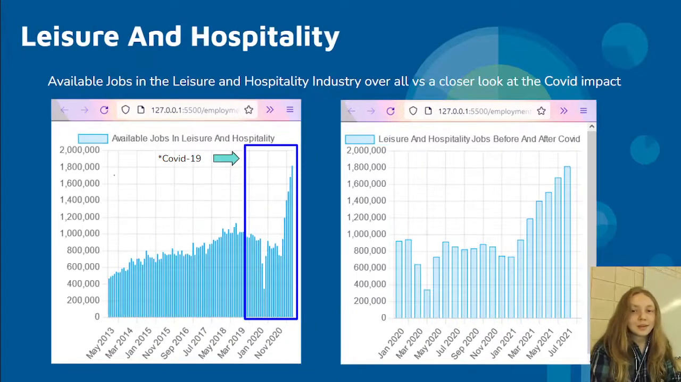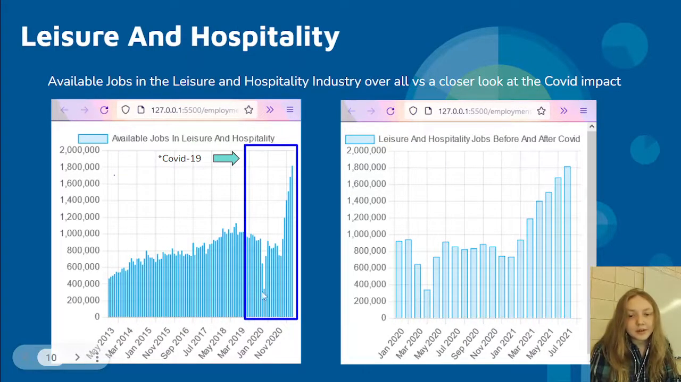I took a similar look at the leisure and hospitality industry, which had similar behavior to the retail trade industry. We can see that from 2013 up until the start of 2020, it was a pretty steady increase of jobs, a little bit more stable in the upwards trend. And then the drop in available jobs due to COVID-19 was much more drastic in the leisure and hospitality industry.